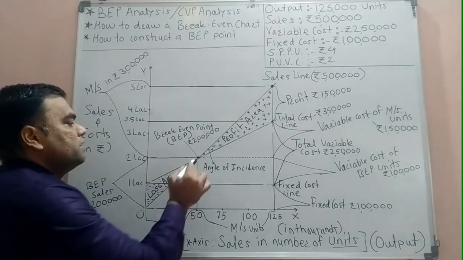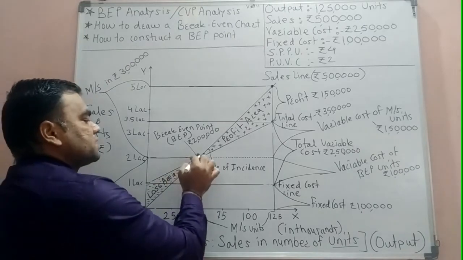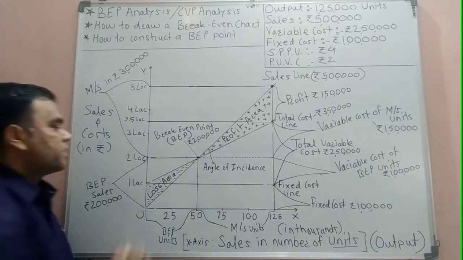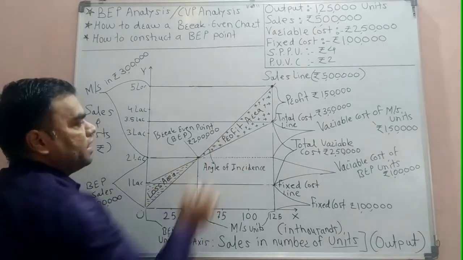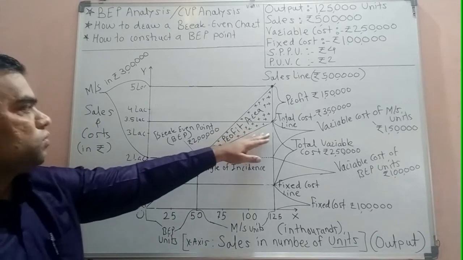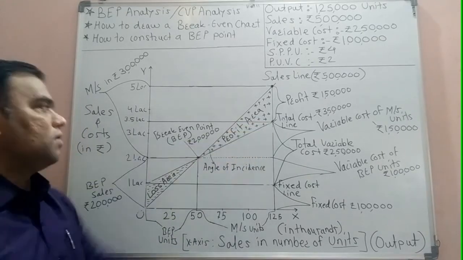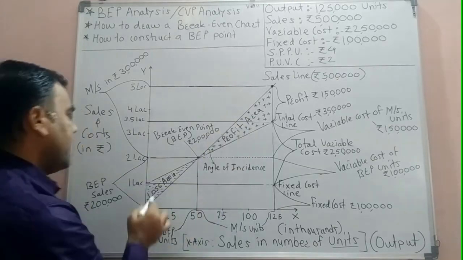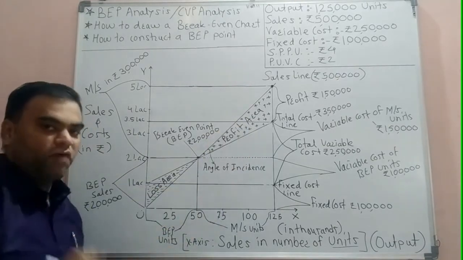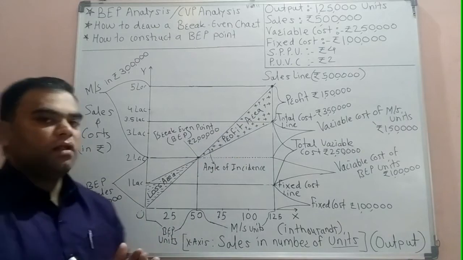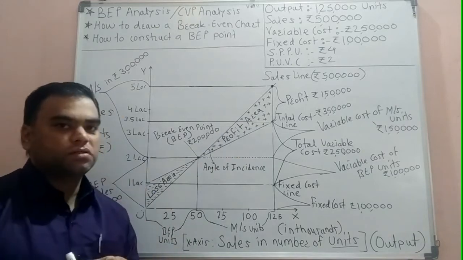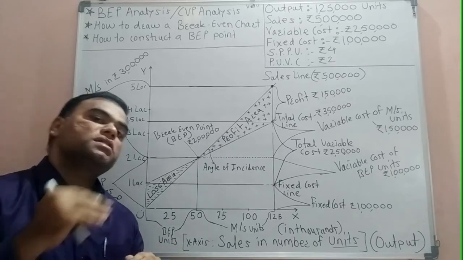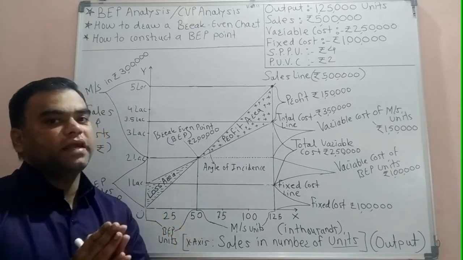Now when the total cost line intersects the sales line, the break-even point gets created. Then you can see there are two areas. The area shown with the plus symbol is called the profit area, and the minus area is the loss area. Why? Because if our sales is more than cost, then we have profit.